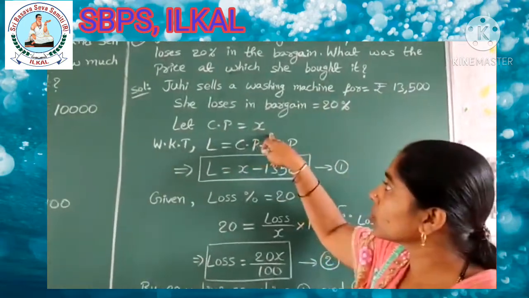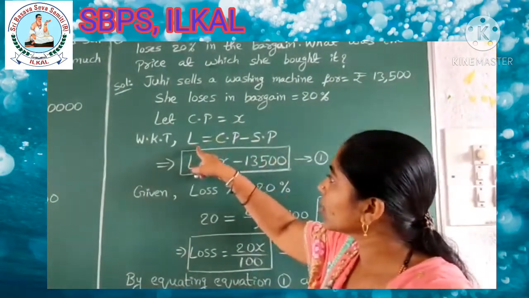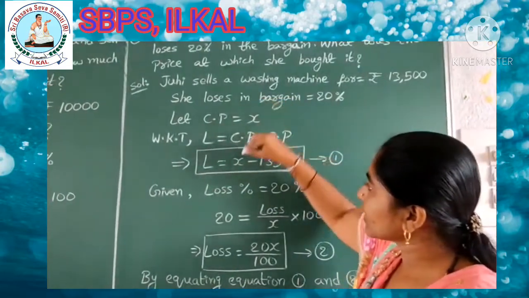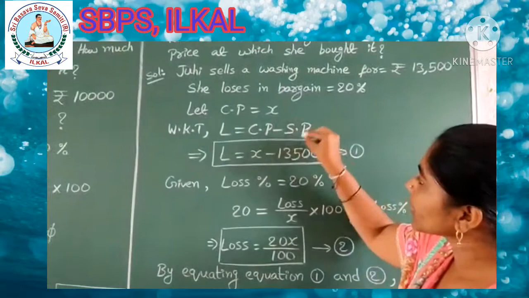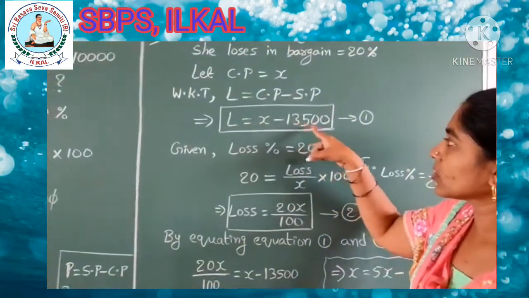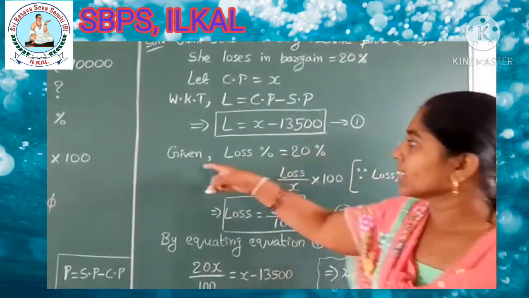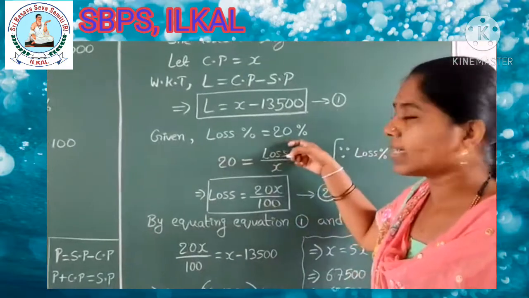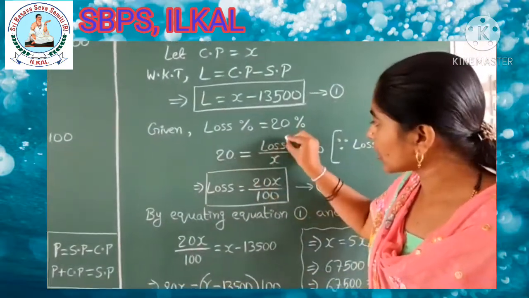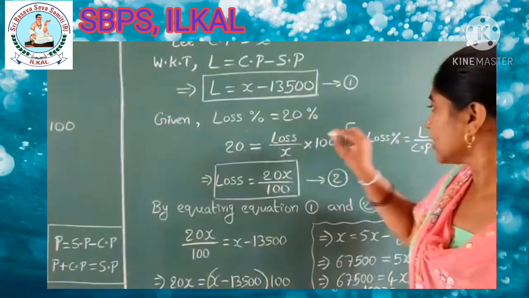Let cost price be X. We don't know the cost price, so let us consider it as X. We know that loss is equal to cost price minus selling price. If you consider cost price as X and substitute selling price 13,500, loss is equal to X minus 13,500. I am going to consider this as equation 1. Then given loss percent is 20%, which is equal to loss divided by cost price into 100. Loss percent means loss by cost price into 100.